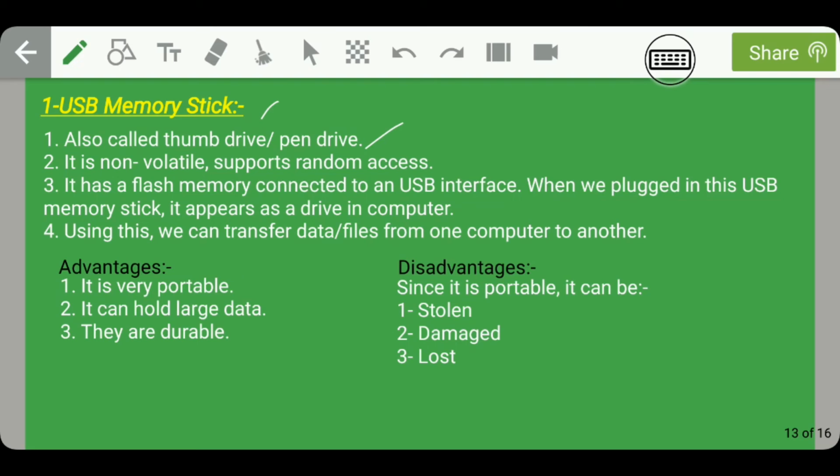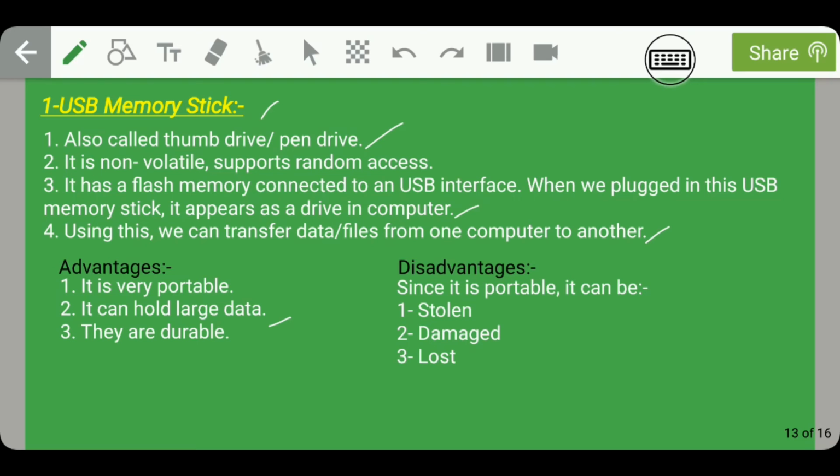Moreover, it supports random access. Guys, it has a flash memory connected to a USB interface. When we plug in this USB memory stick, it appears as a drive in the computer. Using this memory stick, we can transfer data and files from one computer to another. Some of the advantages of this pen drive or thumb drive or USB memory stick are that it is very portable, that is, we can carry it from one place to another. Moreover, it can hold large data and it is durable, that is, long lasting.